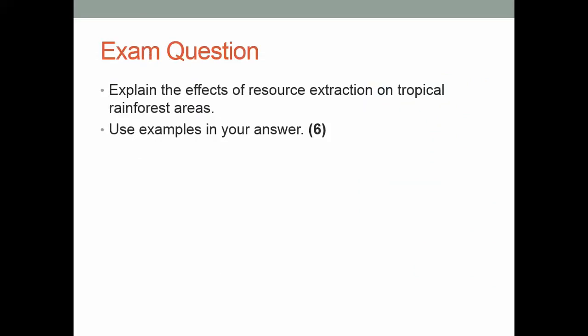So let's look at an exam question. The exam question for this is explain the effects of resource extraction on tropical rainforest areas. This is a 6-mark question. It can also come up as 3 and 4-mark questions as well, and they haven't asked this one recently, so just bear that in mind. So pause the video, have a go at answering the question.